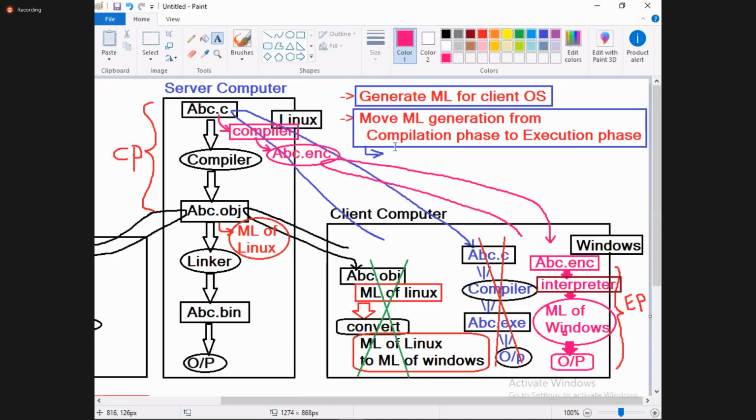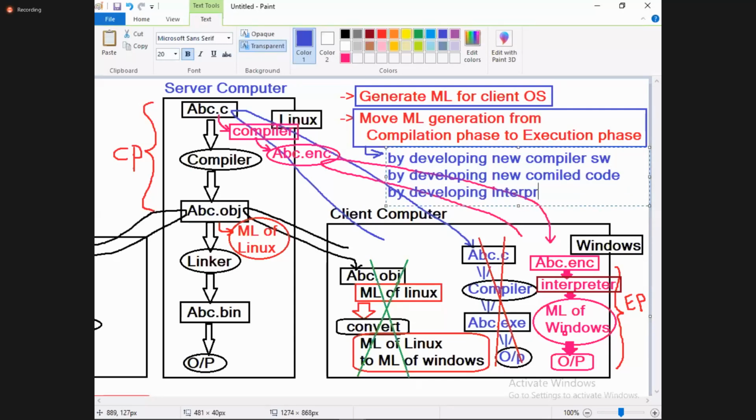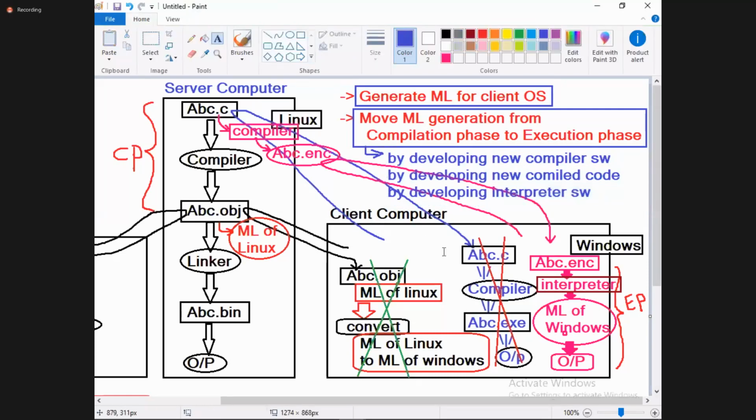Move machine language generation from the compilation phase to the execution phase. How? It's not like magic, abracadabra, where you just move it and it moves. You have to do some steps. What are they? By developing new compiler software, by developing new compiled code, and by developing an interpreter. So you move machine language generation from the compilation phase to the execution phase by using new compiler software, new compiled code, and a new interpreter. If you make these changes to the C language, then you can achieve platform independency.